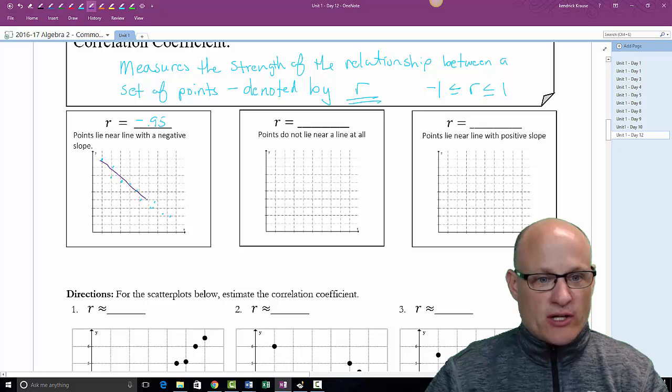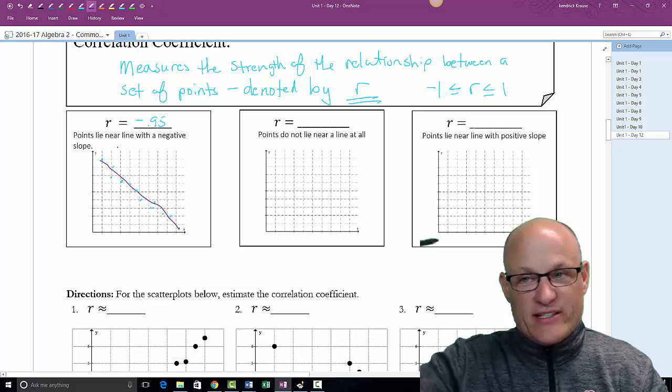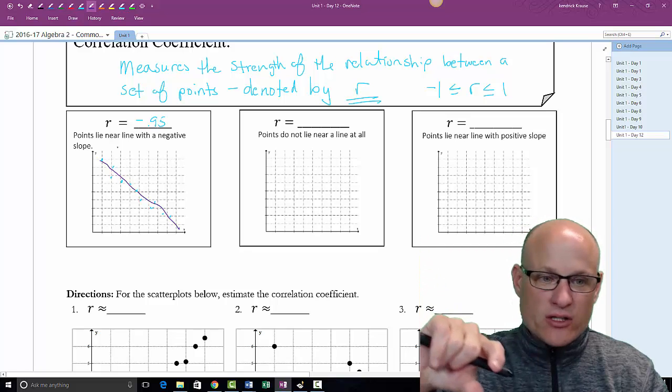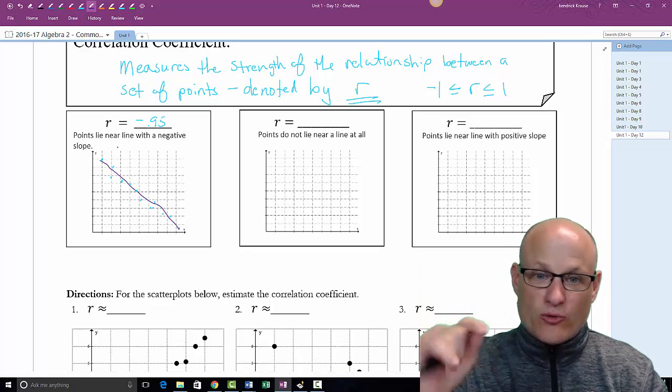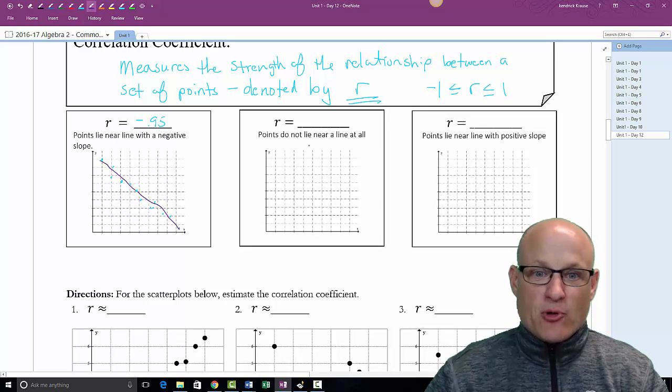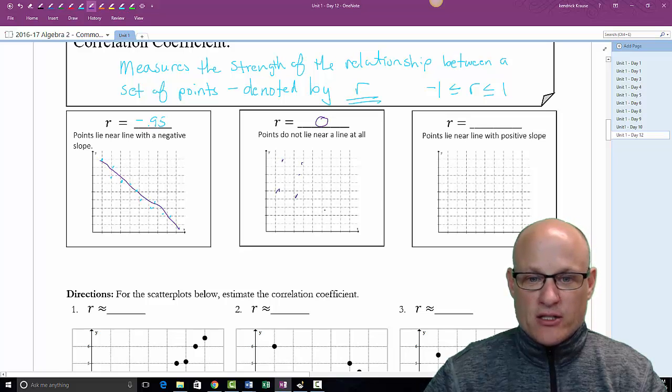If I draw that regression line or line of best fit in there, the points are all going to make a very distinct pattern going down, and they're all going to be relatively close to the line. If the points don't lie near the line at all, then you probably have something close to 0, and the points would probably be all over the place, and your regression line would be, who knows. So in this case, the points would be all over the place. You just don't even know.